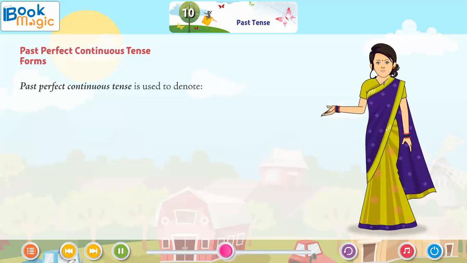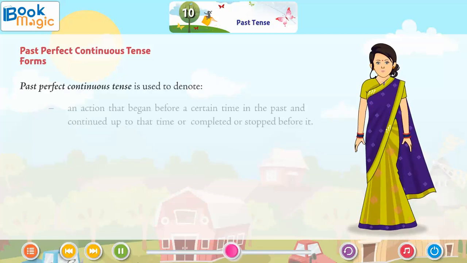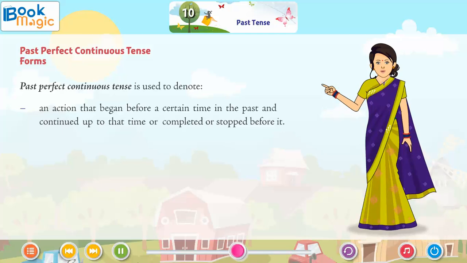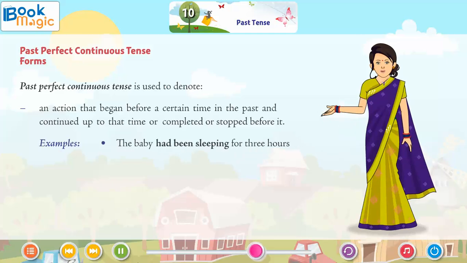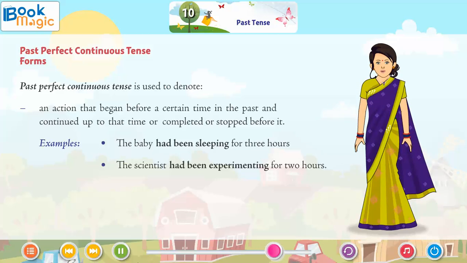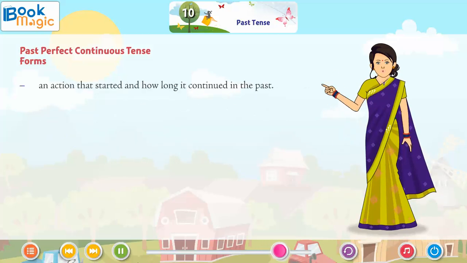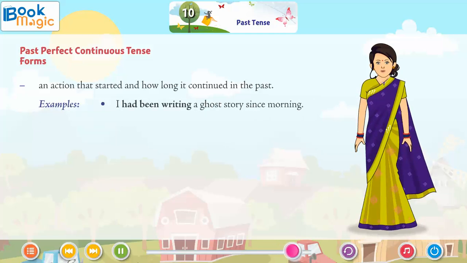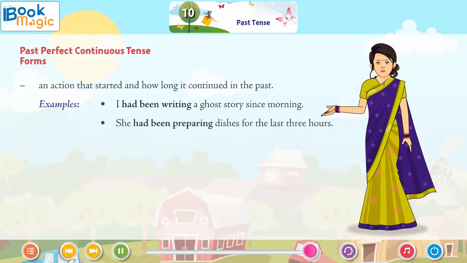Past perfect continuous tense is used to denote an action that began before a certain time in the past and continued up to that time, or completed or stopped before it. Examples: The baby had been sleeping for 3 hours. The scientist had been experimenting for 2 hours. An action that started and how long it continued in the past. Examples: I had been writing a ghost story since morning. She had been preparing dishes for the last 3 hours.